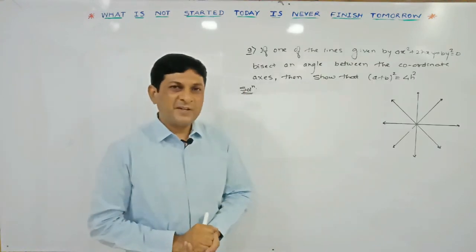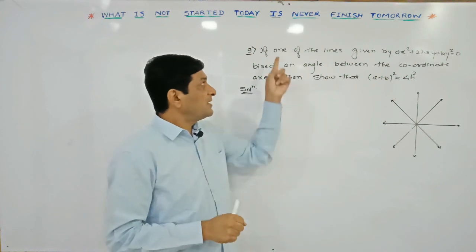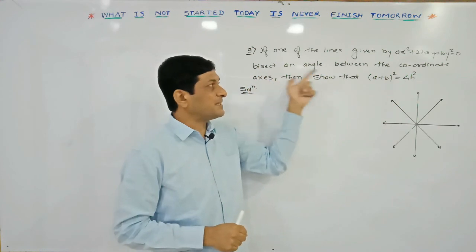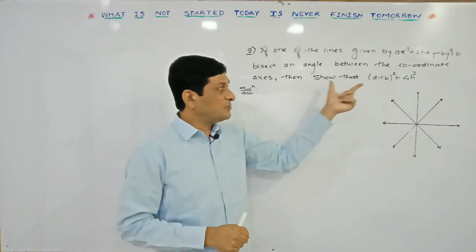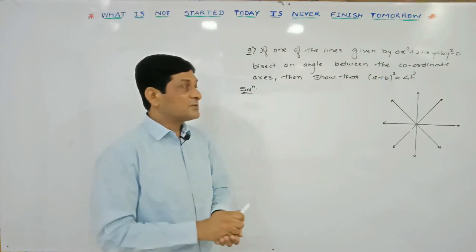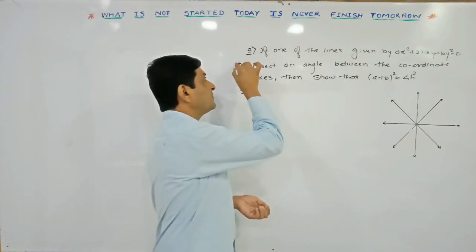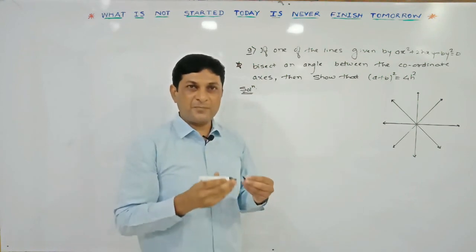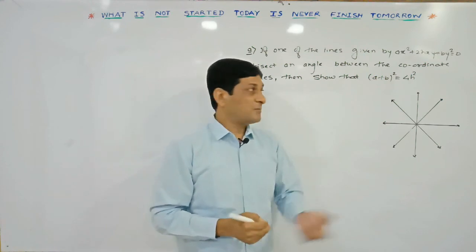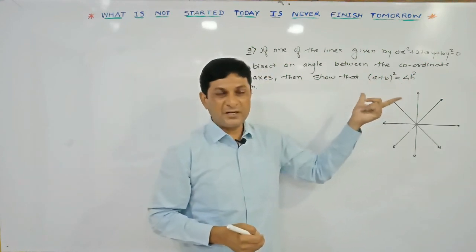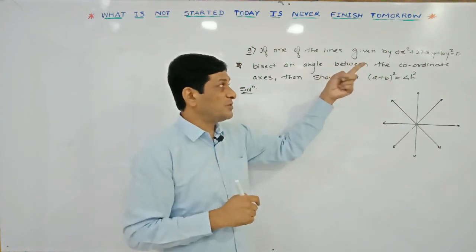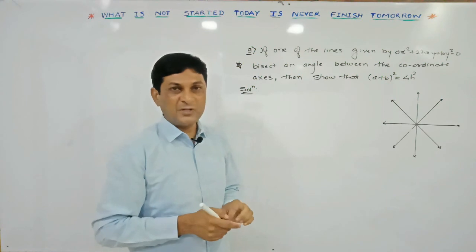Later on, see example number 9. In this example, it is given to us that one of the lines given by this homogeneous equation bisects the angle between coordinate axes. Then we have to show that the value of (a plus b) whole square is equal to 4h square. So this is one of the very important examples which gives us a shortcut method to solve the example. Later on we will discuss how to apply that shortcut method. This is nothing but one of the shortcut methods, and this condition is satisfied if one of the lines represented by this homogeneous equation bisects the angle between coordinate axes.